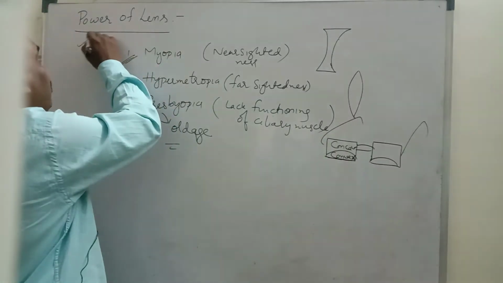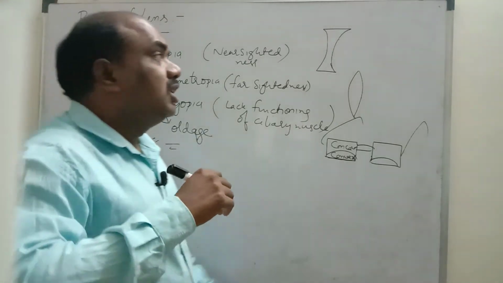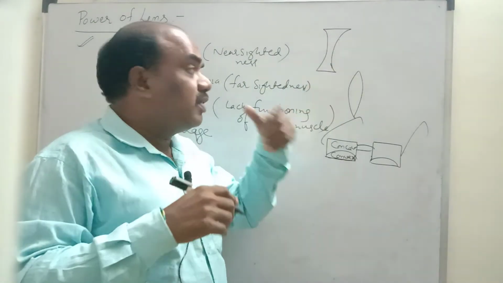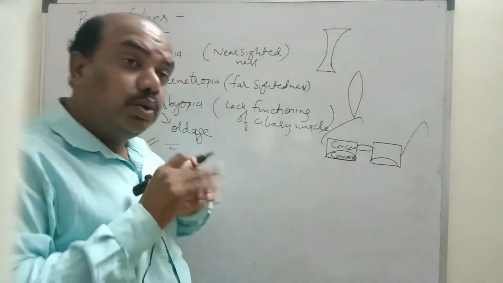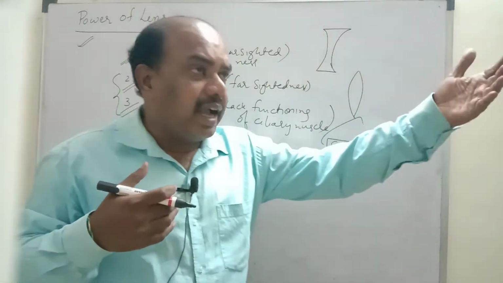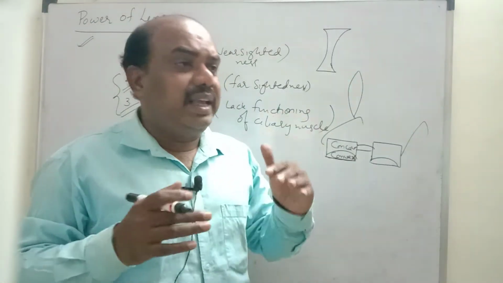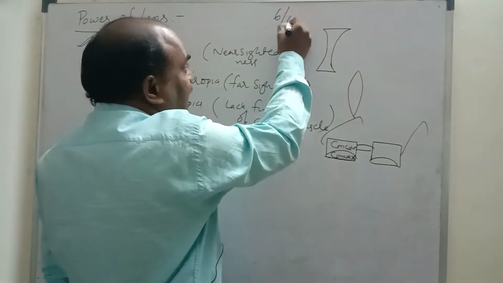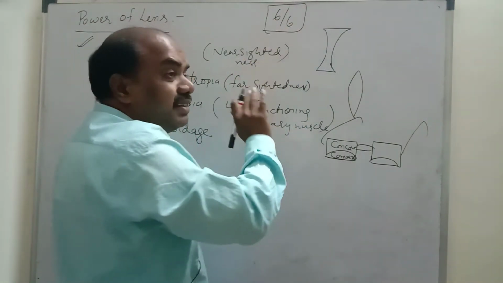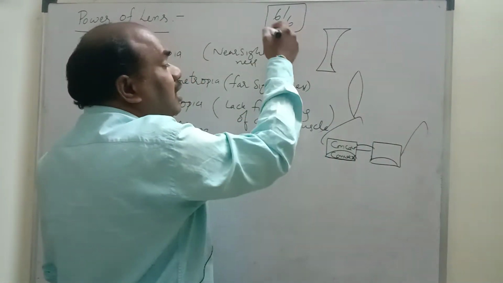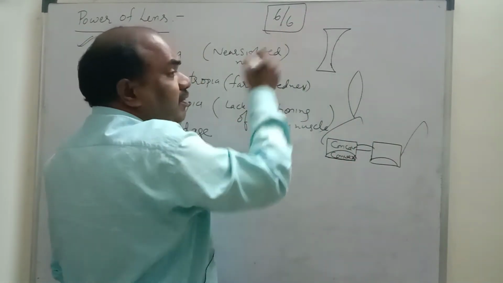Now, the question is what is power of lens? Does the doctor suggest the same kind of concave lens for all myopia patients? No. Why? Because I may see only up to 5 meters. Actually, a healthy human being can see up to 6 meters. That is what we call 6 by 6 eyesight. Normal eyesight is 6 by 6. If you can see 6 meters clearly, then you have perfect eyesight.